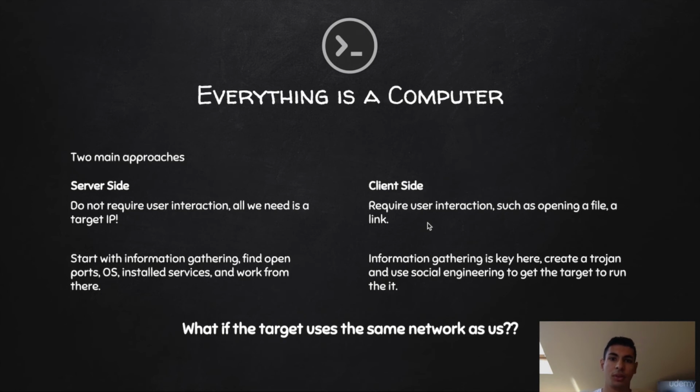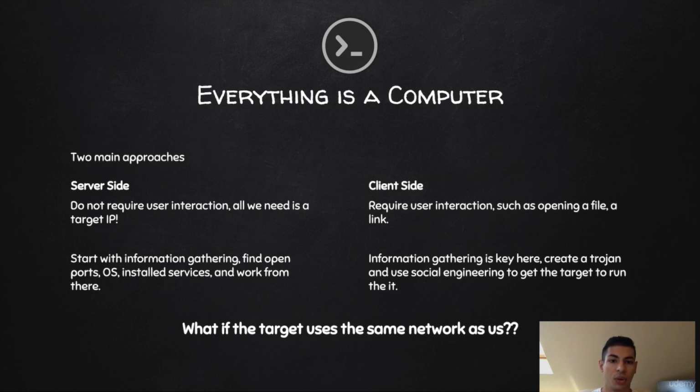This approach will require the client, or the person who uses that computer, to do something. That something could be a number of things. It could be installing an update, it could be opening a picture, it could be opening a Trojan. So we're going to learn how to create a Trojan, how to create backdoors, how to use social engineering to make the target person do something, and when they do that action, we will gain access to their computer. Information gathering is going to be crucial in this case because we actually need to know the person that we're targeting.